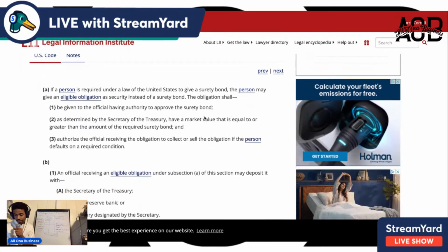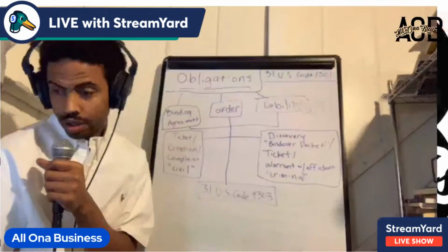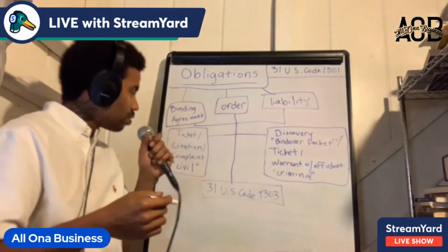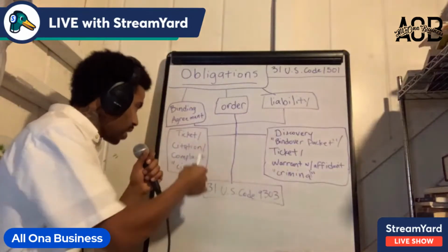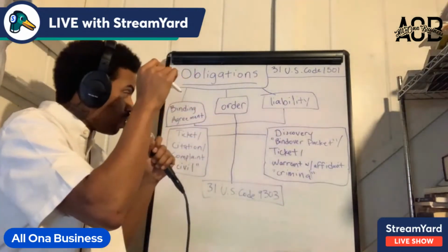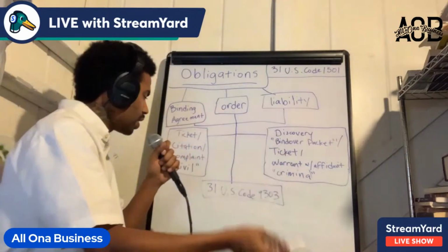Let's go down. Using an eligible obligation instead of a surety bond for security is the same as using a personal or corporate surety bond, a certified check, a bank draft, a post office money order, or cash. Wow. So what we're telling you now is that using a ticket, citation, complaint, discovery, bind over packet, ticket, warrant with an affidavit, using those instruments instead of a surety bond for security is the same as using cash, check, or money order.